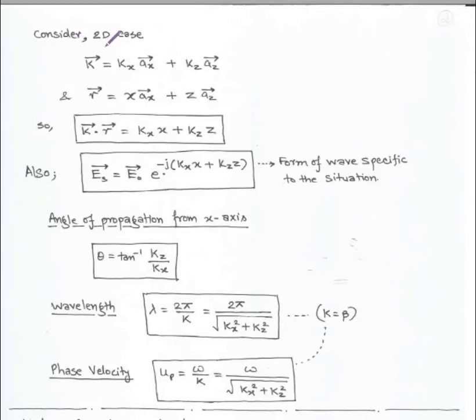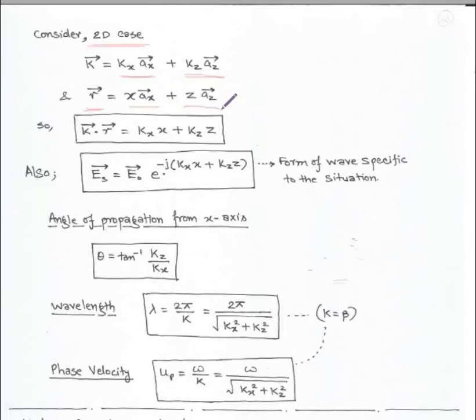Now in oblique incidence, we consider a two-dimensional case, because here the pointing vector is on the xz plane. Here the k vector has two components, one along the x-axis and the second along the z-axis. So the k vector is equal to kx unit vector x plus kz unit vector z. Similarly, the position vector, that is the r vector, can be written as x unit vector x plus z unit vector z.